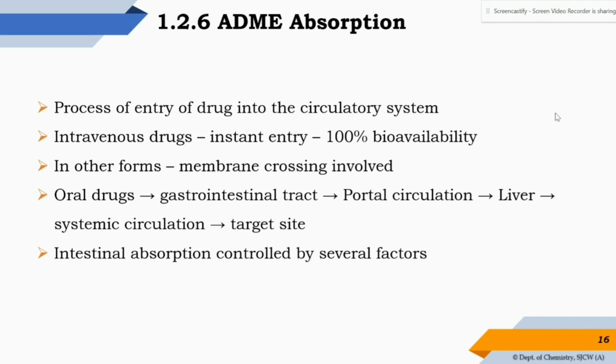So oral drugs have a longer route: gastrointestinal tract, portal circulation. That means from the tract, they go to the portal circulation, the hepatoportal vein. From there, they go to the liver. Now the liver is the head of the family. It will distribute the particular drug through the circulatory system to different parts of the body, and finally the drug reaches the target site. Intestinal absorption, that means absorption of the drug in the intestine, is controlled by several factors.